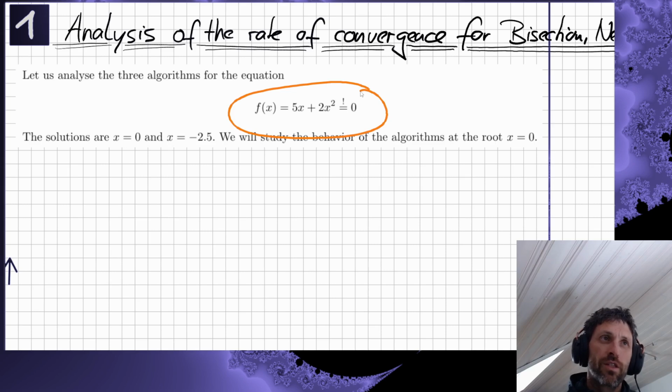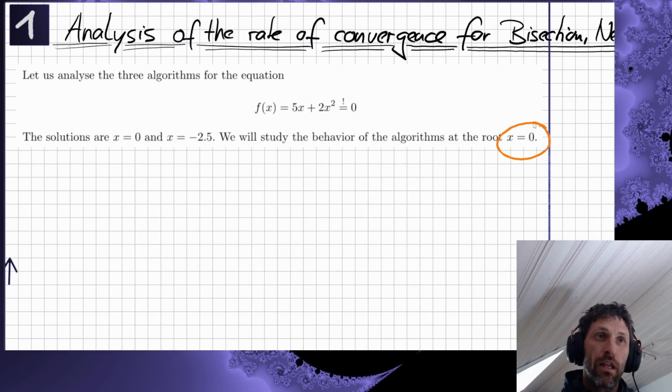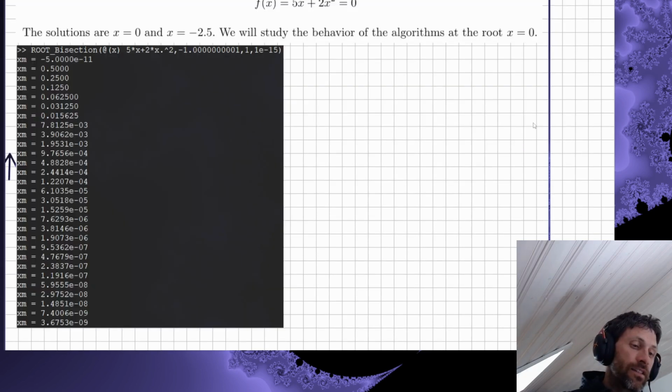There are two solutions. One of them is 0, and that makes the analysis much easier, because if you have some position which is an approximation of the root, this position is the deviation to the solution you are looking for. So let's analyze the behavior if we are looking for that root, applying our algorithms. Let's start with the example, root bisection.